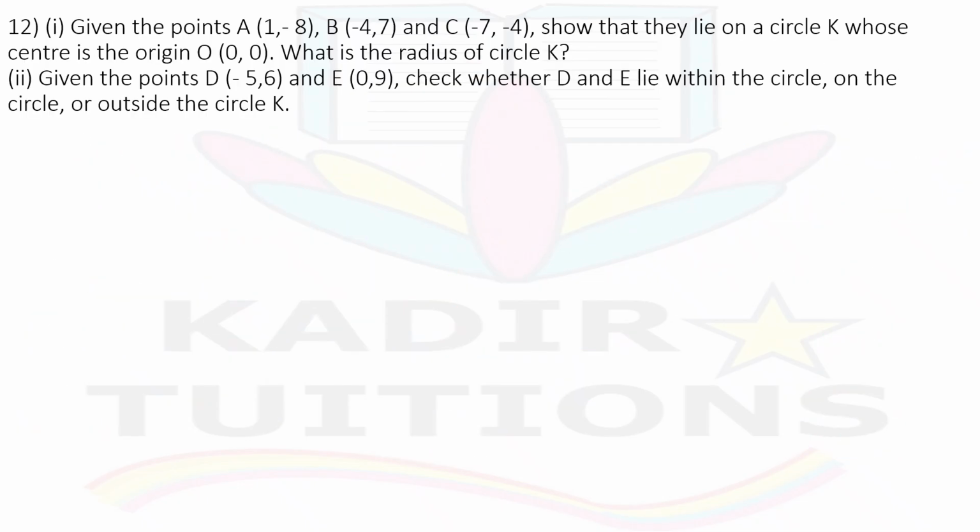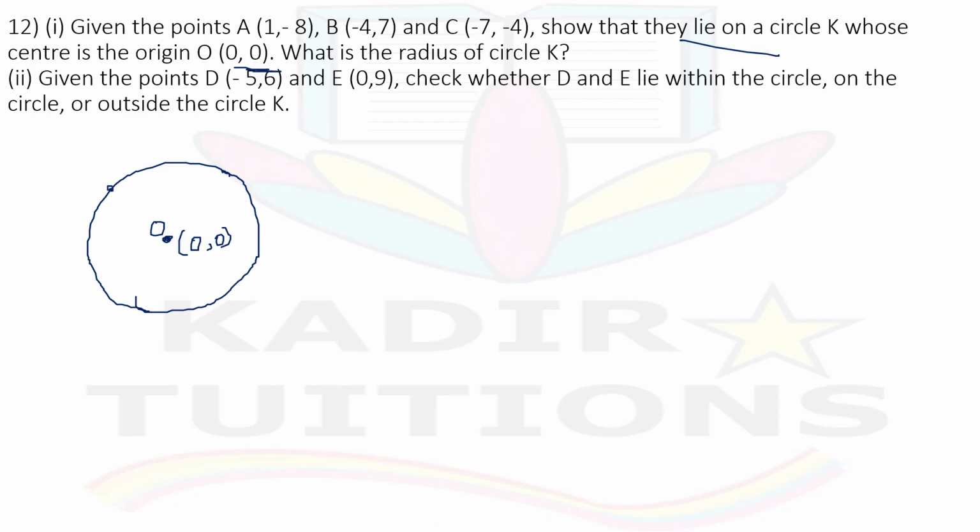Over here in the 12th question, there are two subdivisions. Given the points A, B, C, so there are three coordinates that have been given. Show that they lie on a circle K, whose center is the origin 0, comma 0. What is the radius of circle K? Okay. First thing we have to do, we need to check whether all these points are lying on a circle or not. What is the meaning of that? Whether they are lying on a circle means they are on the circumference of the circle, right? And also they mention the origin is there as O, which has the coordinate 0, comma 0.